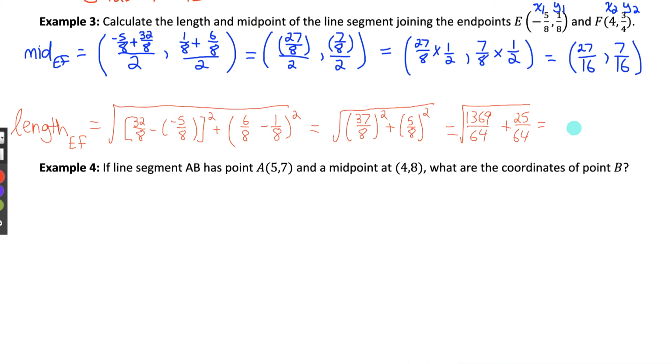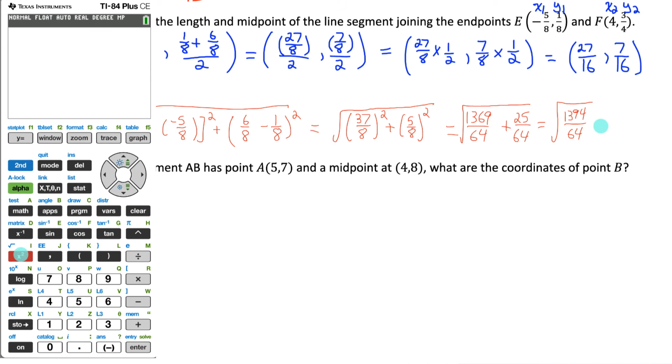So if I add the numerators, that would be 1394. Keep the denominator the same. Here's an exact answer. Now that fraction could be reduced, but for our purposes, that's fine. If we want an approximate answer, I can evaluate that on my calculator. And I get about 4.67 units.